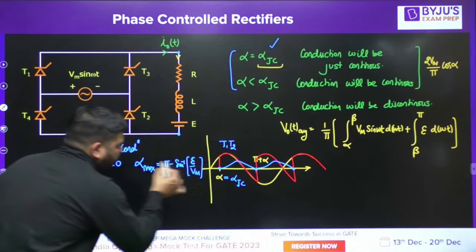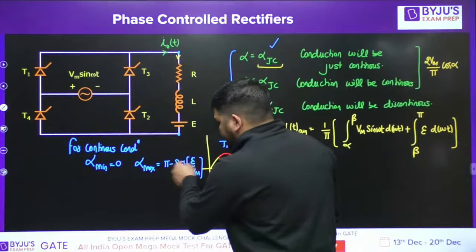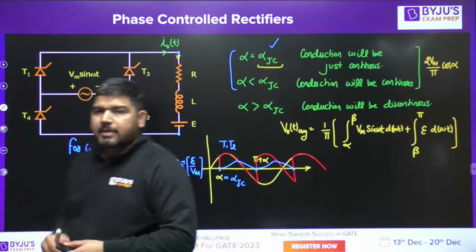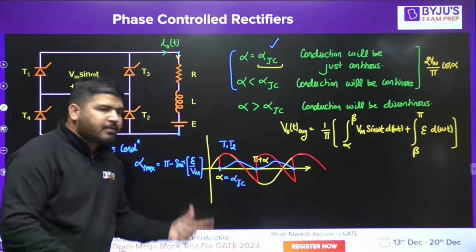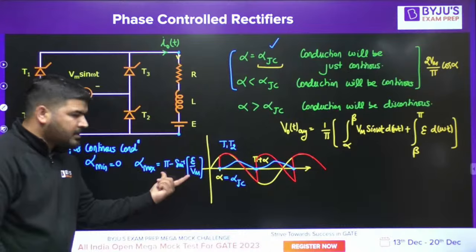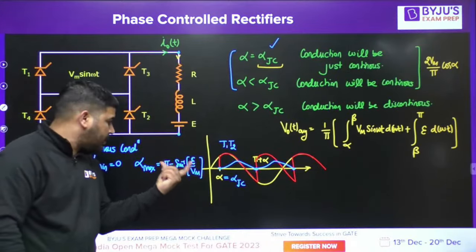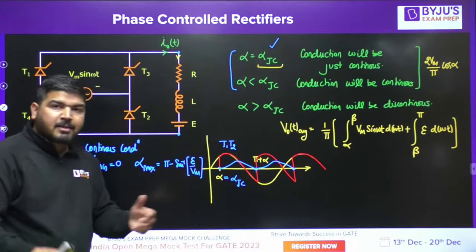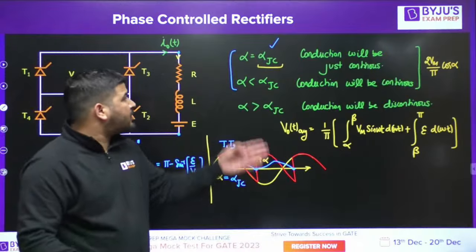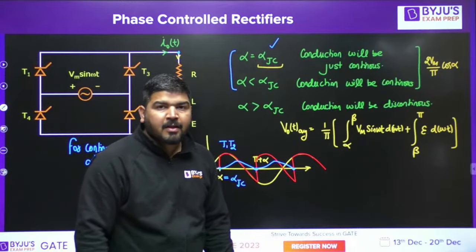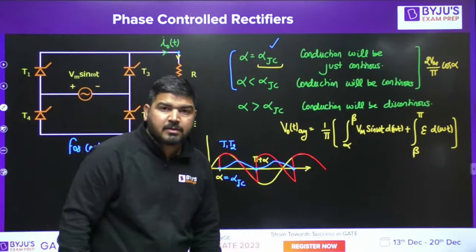I'm not going to tell you how I get this formula. For continuous conduction, alpha minimum is 0 and alpha maximum is this. But let me tell you, up to this firing angle alpha max, conduction will remain continuous. Conduction will become discontinuous just after this point, and this is the maximum alpha up to which you can fire the thyristors.